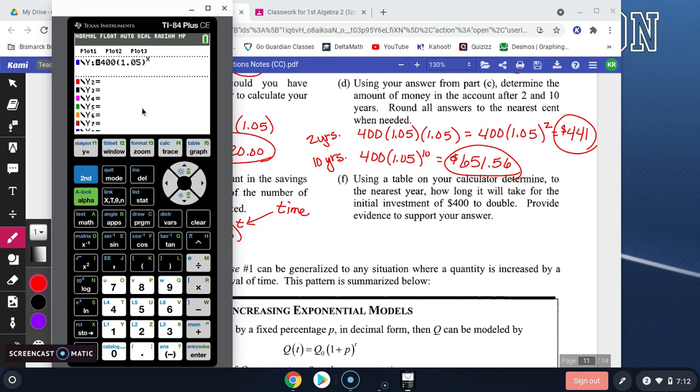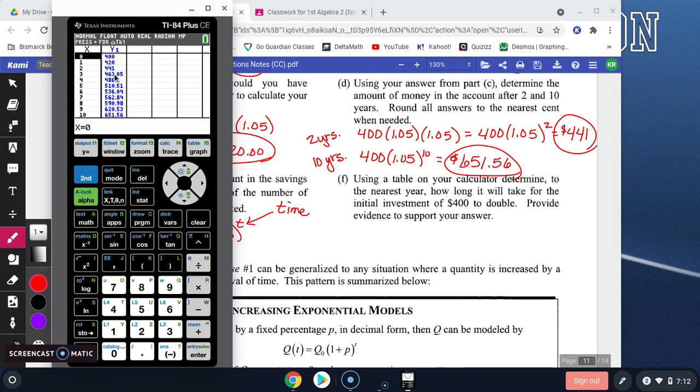I can graph it, of course, but what I really want is the table. Here the table is on the graph button. You can see it in blue. So you're going to do second table. If you look here at 0 years, we start with $400. After 1 year, there's that $420 we calculated. 2 years, $441 that we also calculated. Down here at 10, there's the $651.56.